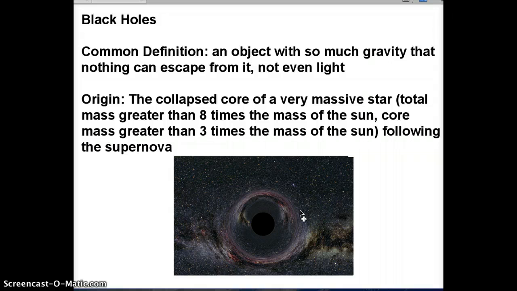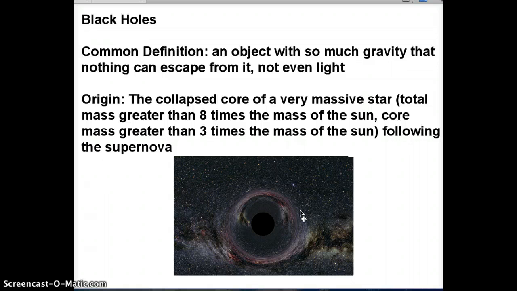We can learn a lot about gravity by studying black holes, which some people would say are just like pure naked gravity. Gravity just by itself, that's what a black hole is. Actually, the most common definition that you're going to see of a black hole is that it is an object that has so much gravity that nothing can escape from it, not even light.